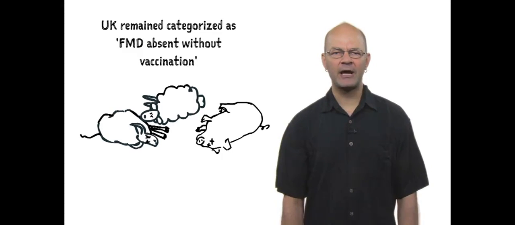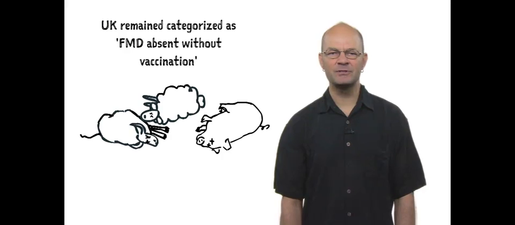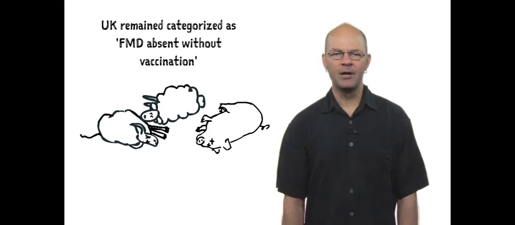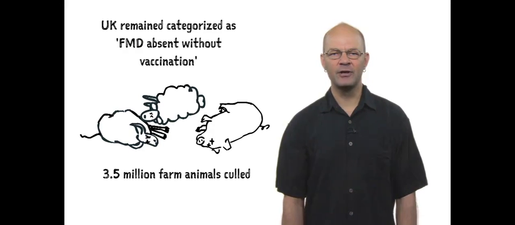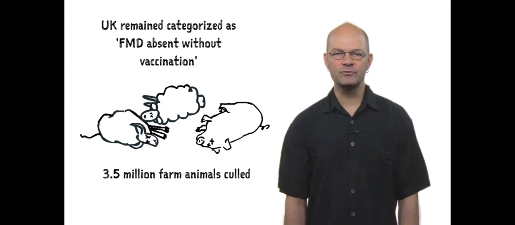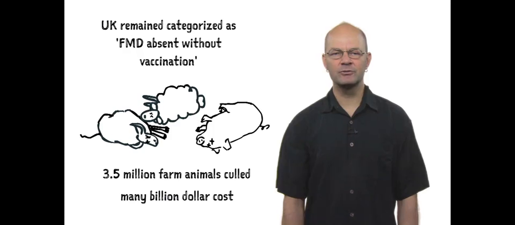At the end of the epidemic, UK remained categorised as FMD absent without vaccination, but it came at the price of culling 3.5 million cows, pigs, goats and sheep, and at a many billion-dollar cost.